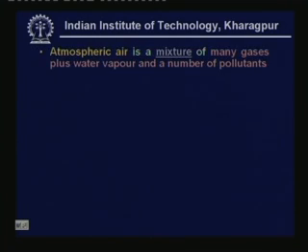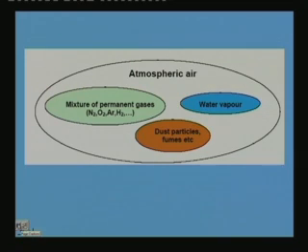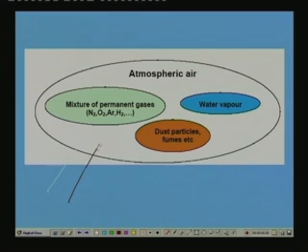So, first of all, let us look at atmospheric air. What is atmospheric air? Atmospheric air, as you know, is a mixture of many gases plus water vapor and a number of pollutants. Okay. That means you have a mixture of permanent gases, like nitrogen, oxygen, argon, hydrogen, etc. It is said that there are about 15 gases. And you also have water vapor, and you also have dust particles, dirt particles, fumes, vapors, etc. Okay. So, all this taken together is what we call atmospheric air.